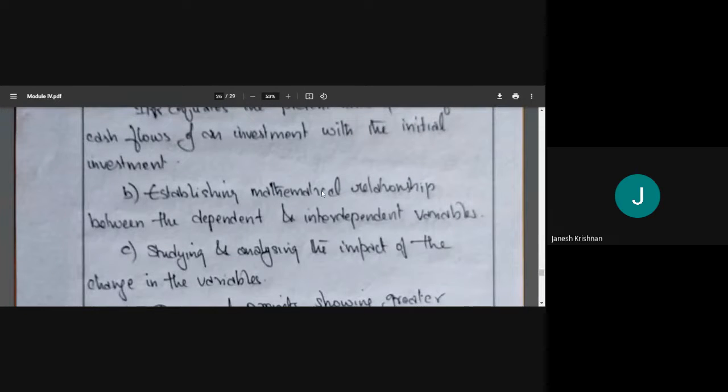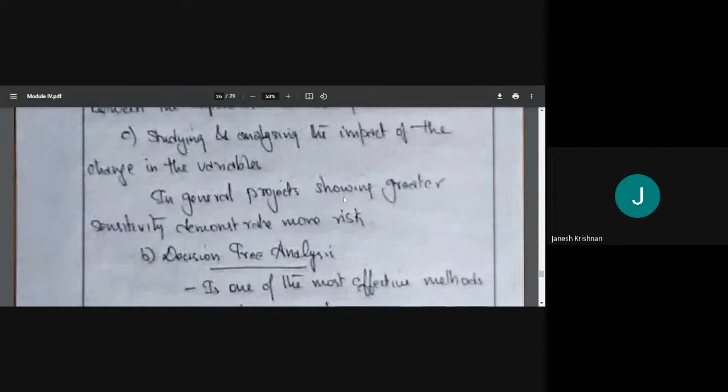So that is studied. In general, projects showing greater sensitivity demonstrate more risk. If we change a little bit in the dependent variable, it shows a change in the independent variable. The more sensitive it is, the more risk those projects have. We need to consider which one is the least. This is the least risk. That is sensitivity analysis.